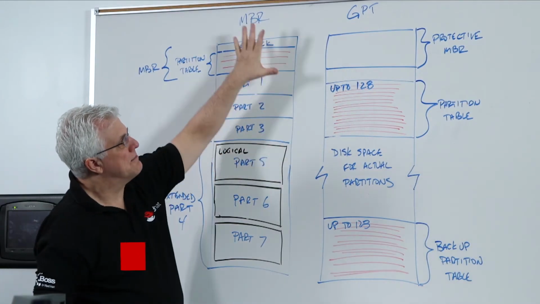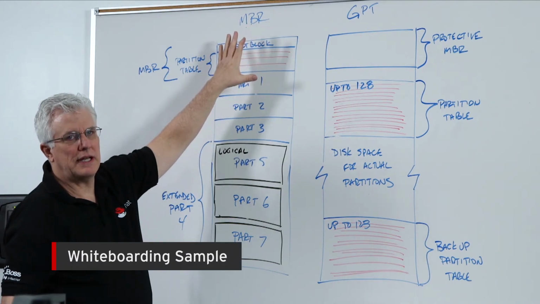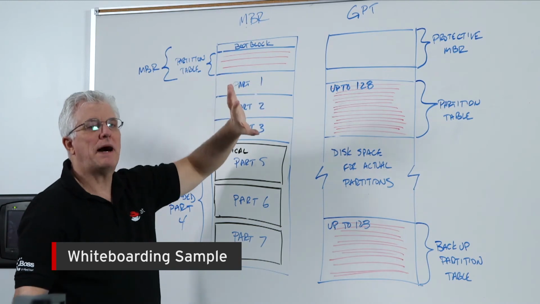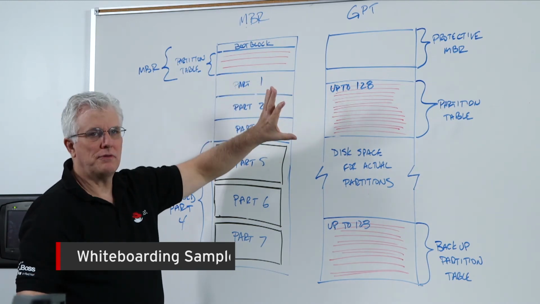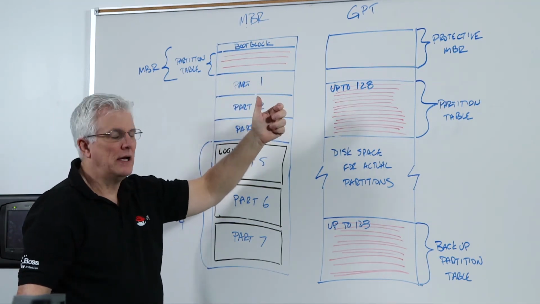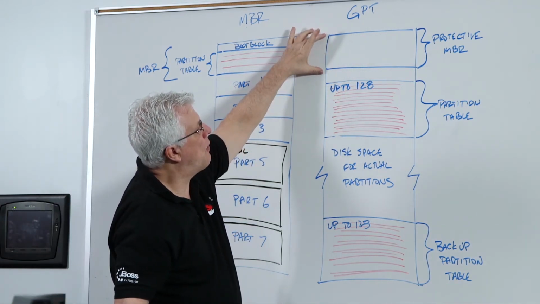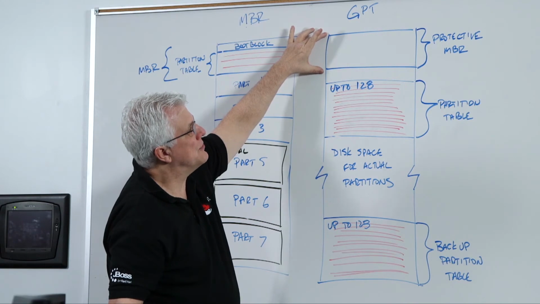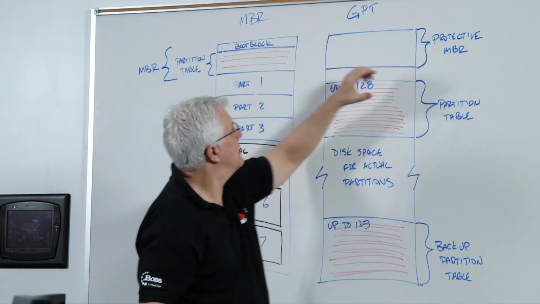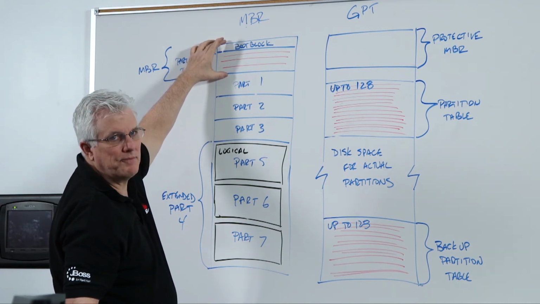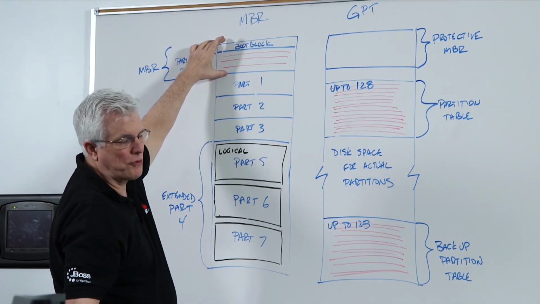To make GPT compatible with existing machines that have used MBR, or to allow you to possibly move back and forth, to convert back to an MBR if there was a reason for it, GPT leaves the first part up here open, marks it as in use, what they call a protective MBR, so that any structure from an MBR would not just be overwritten.